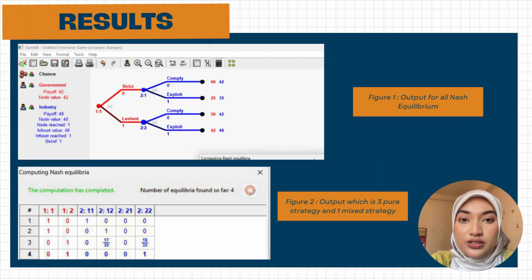I'm Nadia, so I will continue the slide from Afrika. I will present the result of the Gambit output. The first figure shows the output of all Nash equilibria that we got from our extensive form. Figure 2 shows that the output has 3 pure strategies and 1 mixed strategy. So here is the output from the result of Gambit.